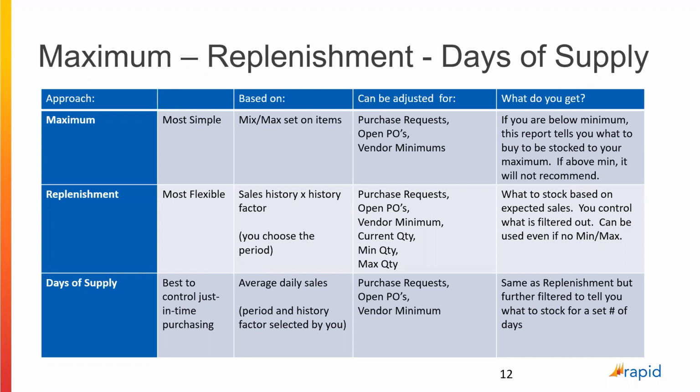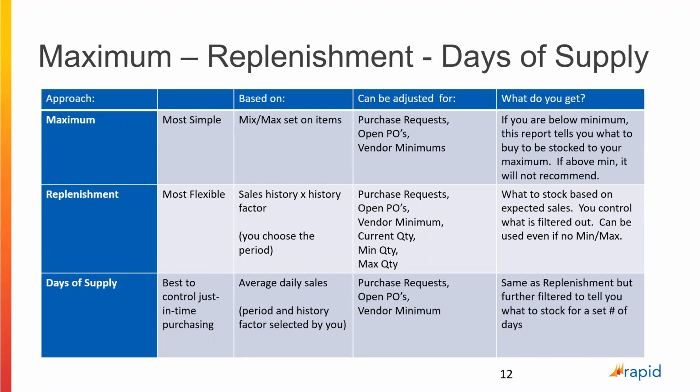Now, it is worth noting that both for replenishment and days of supply, you are not required to have a min and max quantity in order to run or use these approaches. What replenishment gets you is a suggested quantity to stock based on your expected sales. And just like any of the other approaches, you can set your filter, so you might select one particular category or one particular grouping of items.